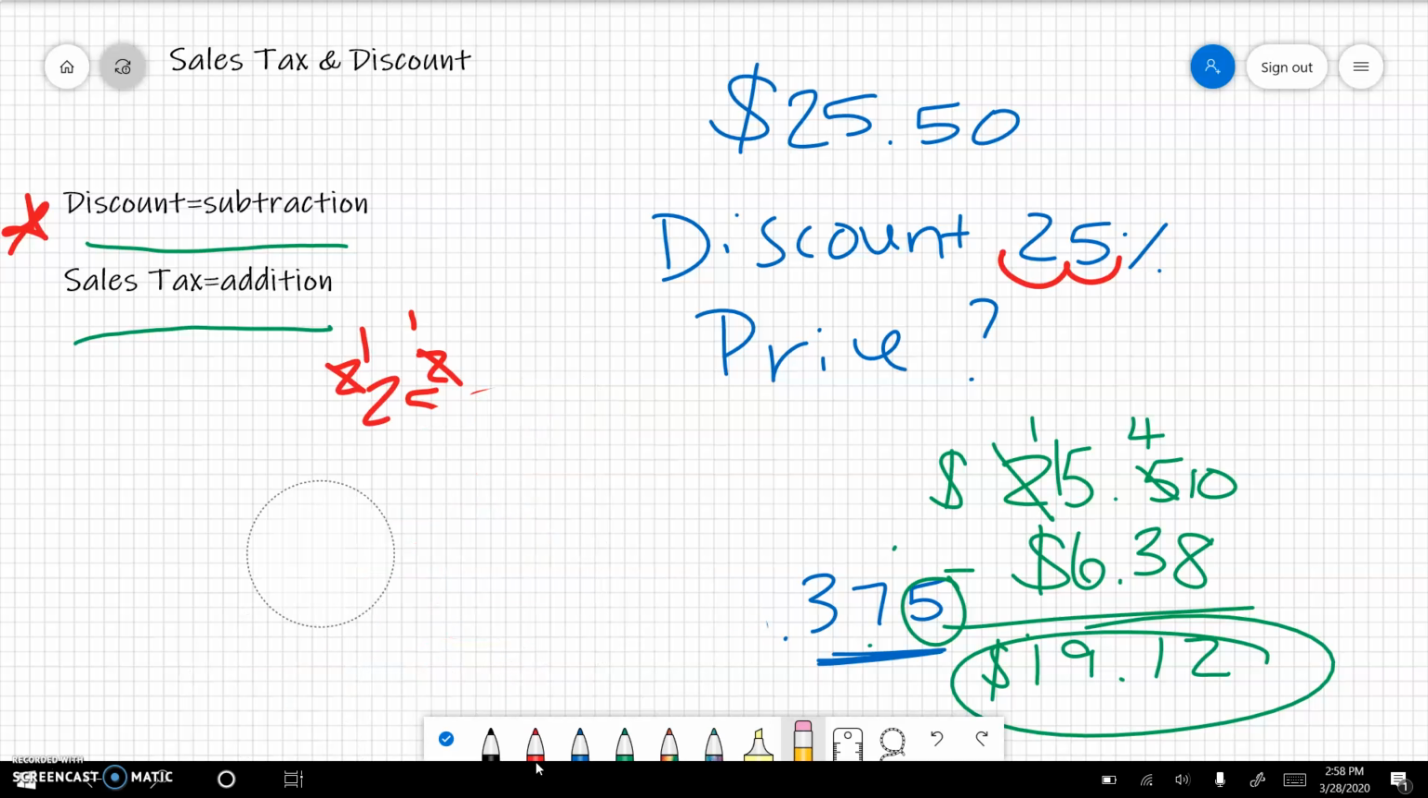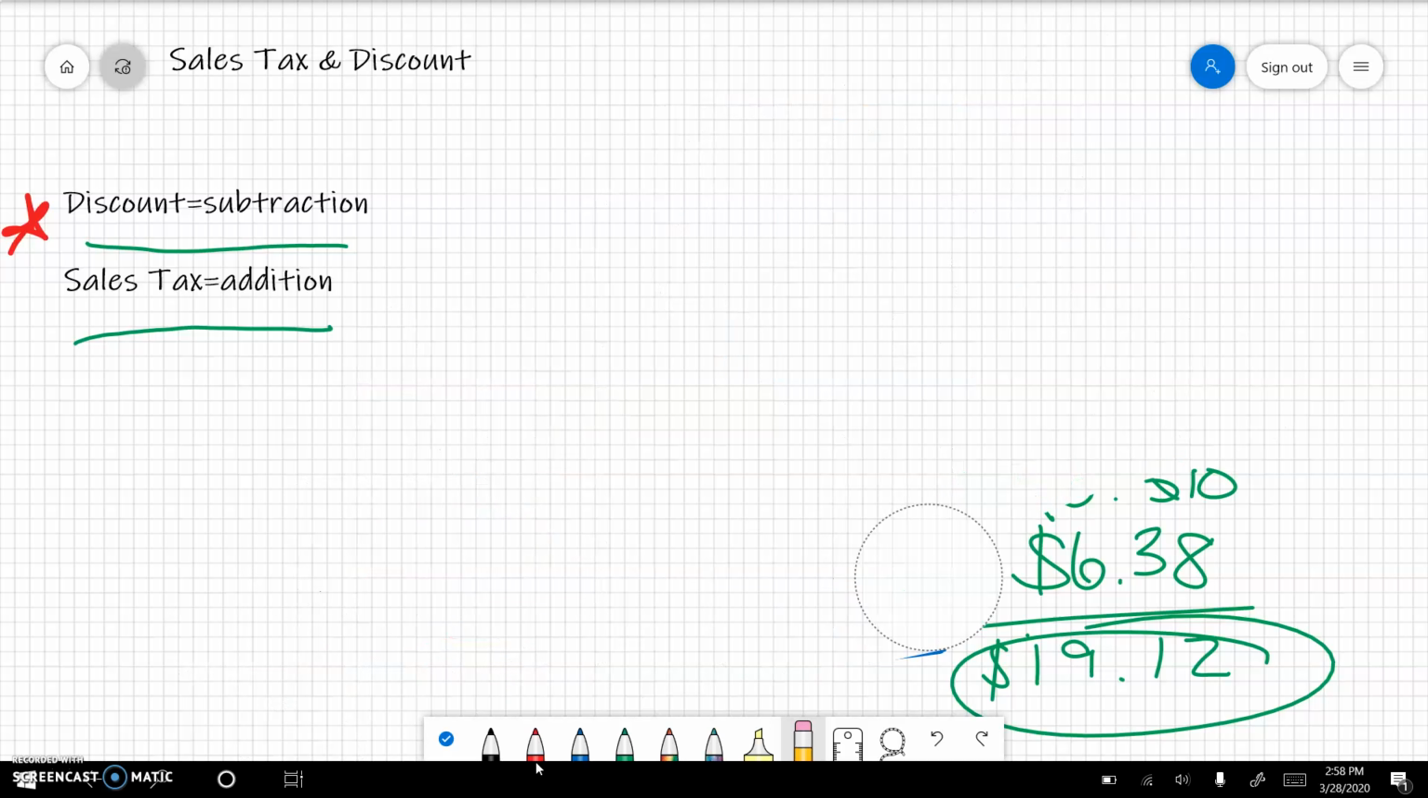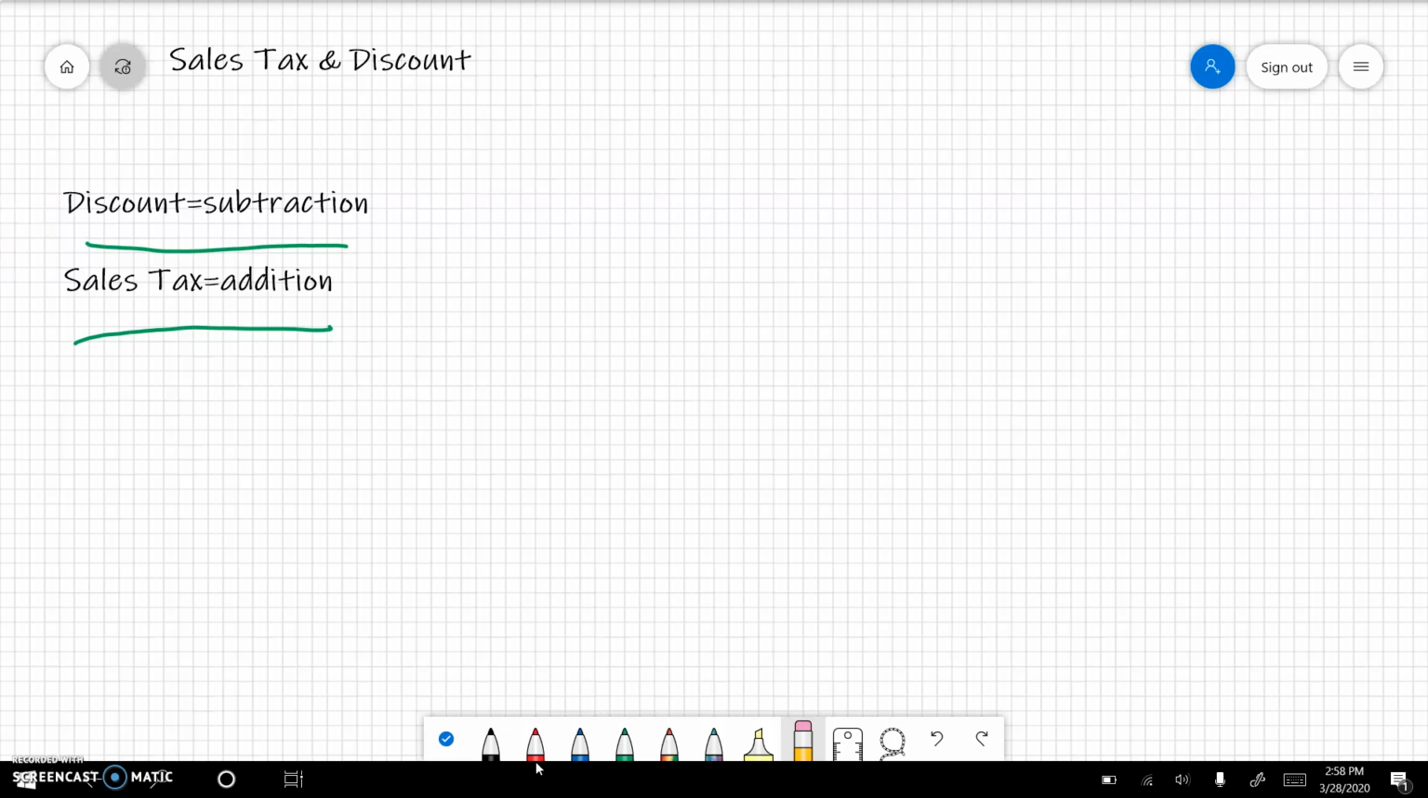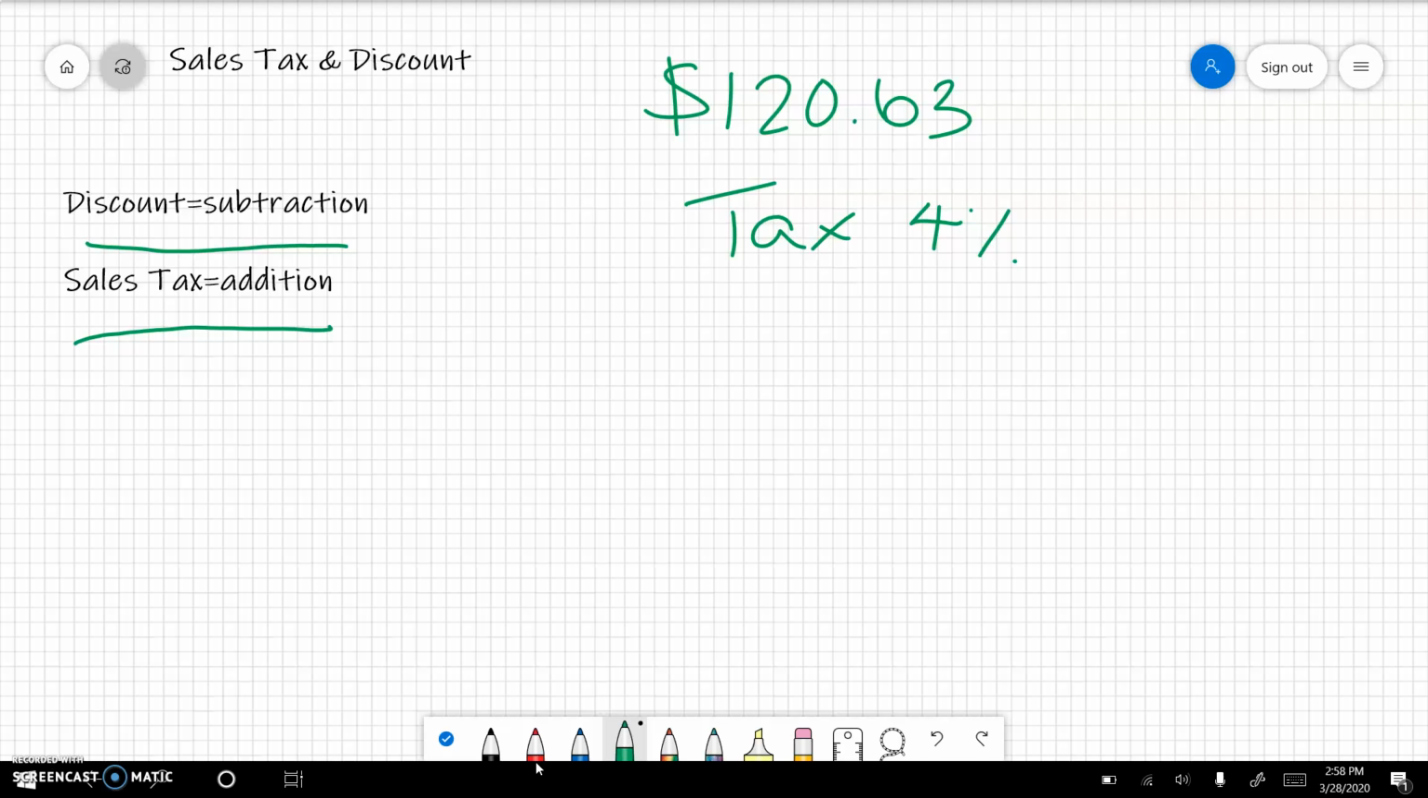Now we're going to look at some sales tax questions. So if I have, let's see, find an example, $120.63. My tax is 4%. What is my total? What is my total cost going to be? So first thing I do is same thing as before. I change my percent into a decimal, 1, 2, so it's 0.04, and I'm going to multiply.